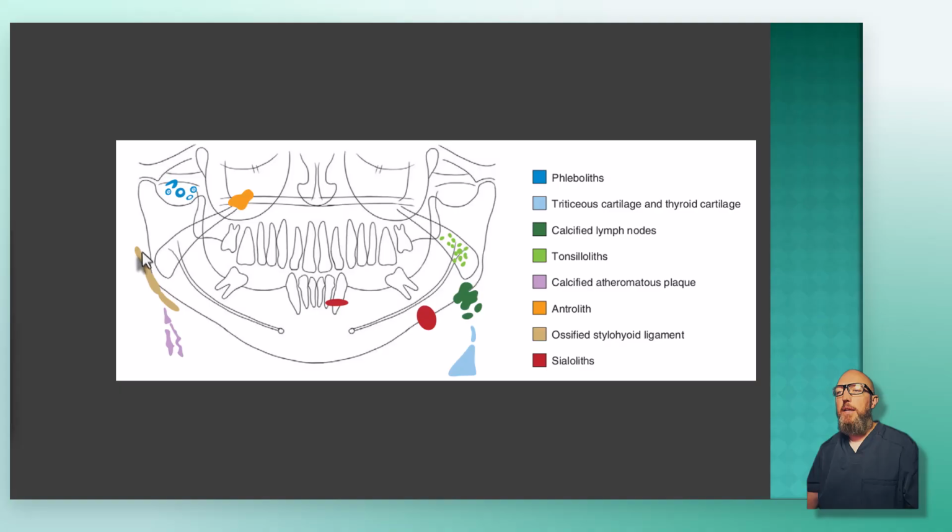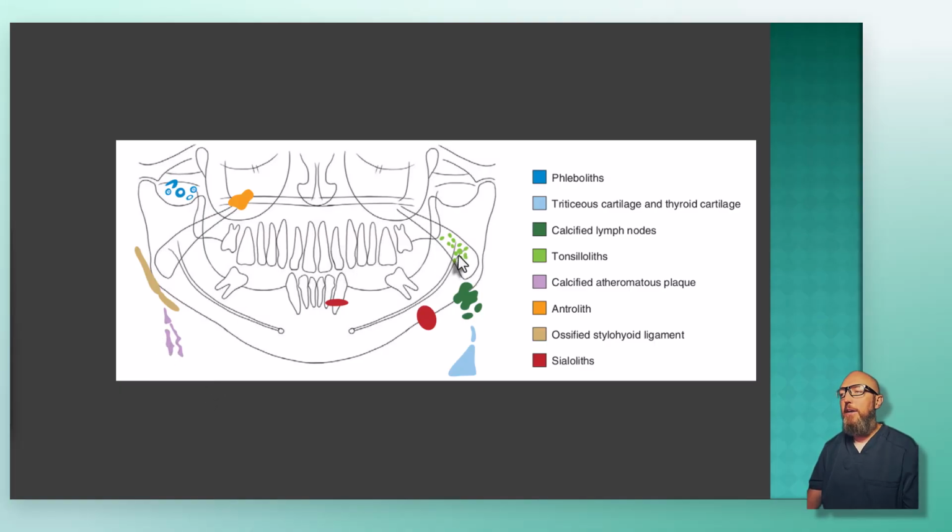What about this one? Kind of crossing right behind the angle of the mandible. It's nice and smoothly bordered. That's our ossified stylohyoid ligament. What's this pink, or purplish, trying to depict? Irregular, ill-defined. Compared to this side, how they drew it, I like it. Nice and smooth on that side. That's your thyroid cartilage and triticeous cartilage, whereas that is representing our calcified atheromatous plaque.